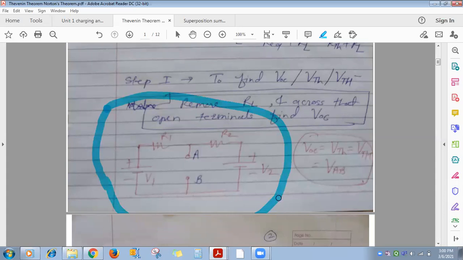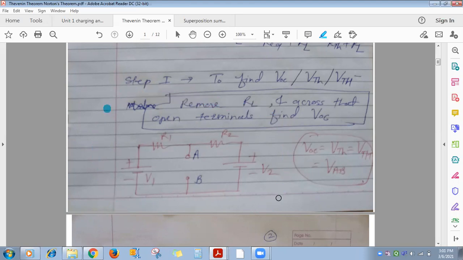Step 1 is very easy. The circuit will be given to you in the exam, or if I give you an assignment, or you practice numericals from any book, the circuit is there. Draw it as the first step to find VTH. Whatever the load resistance is, remove it and draw the circuit. Wherever the load resistance was connected across terminals A and B, I have removed it and plotted the entire circuit as it is. Now if you observe, A and B are two open terminals, so from A to B it's an open circuit.